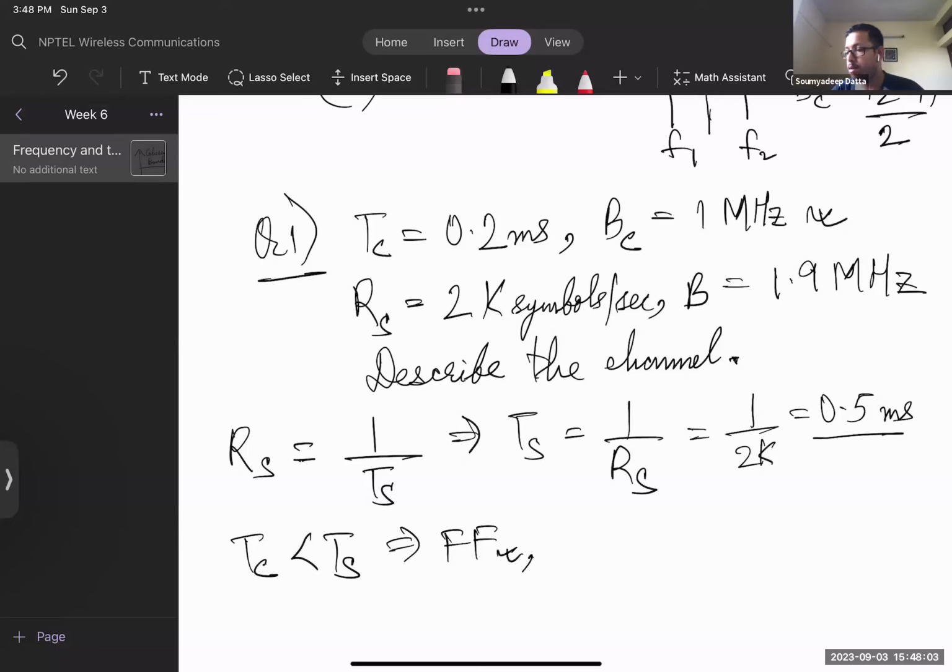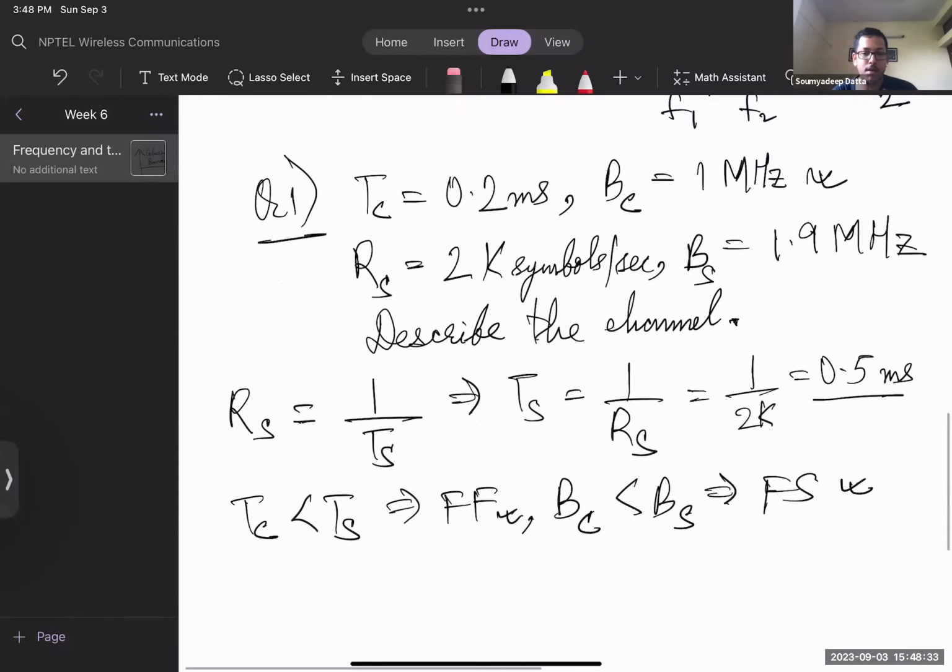So this is correct. And the coherence bandwidth is less than the signal bandwidth, so let's say I denote it as BS. This means that in the frequency spectrum, the channel will have different values for different ranges of the transmit signal. So it will behave differently for different frequencies, and so this is also frequency selective. So your answer is correct.